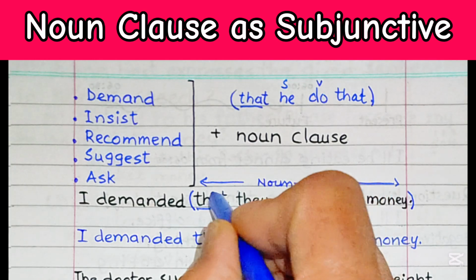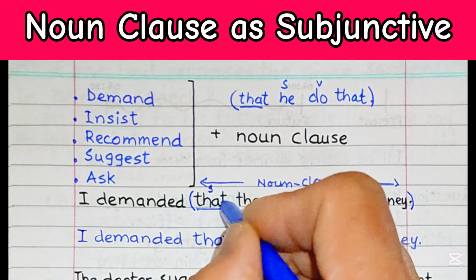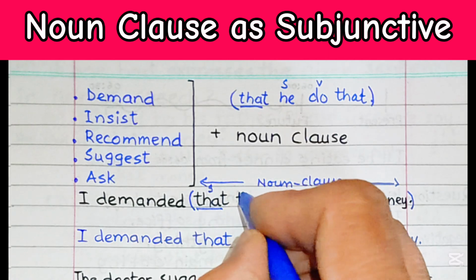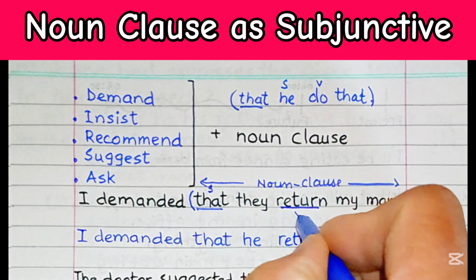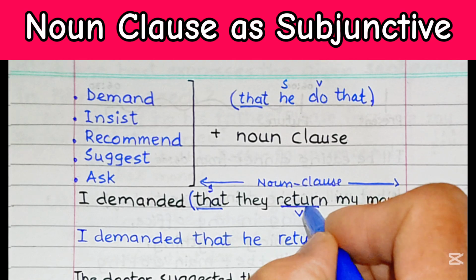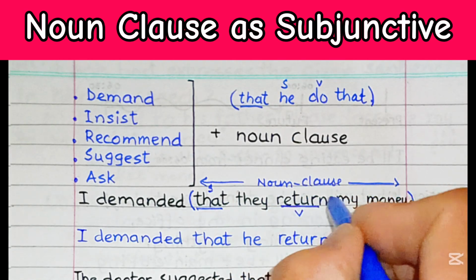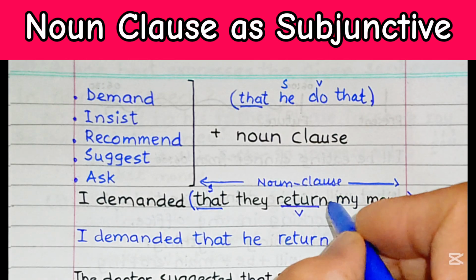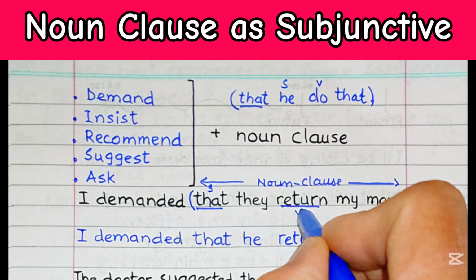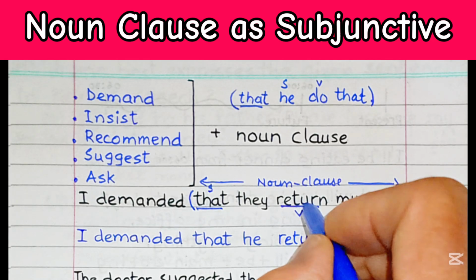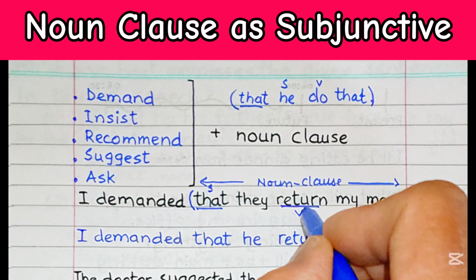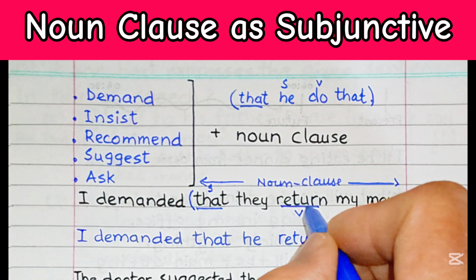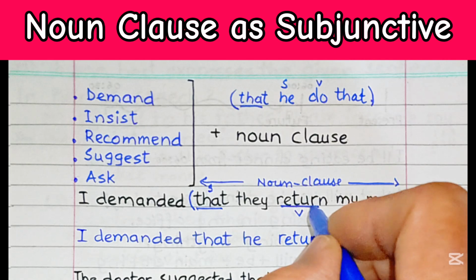Here is the subject they, and here is the verb return. This is the main verb, that they return my money. This verb is in the subjunctive mood. It's in the simple form. It's not the present tense form. Rather, it's the simple form of the verb. Use the simple form for the verb in the noun clause.